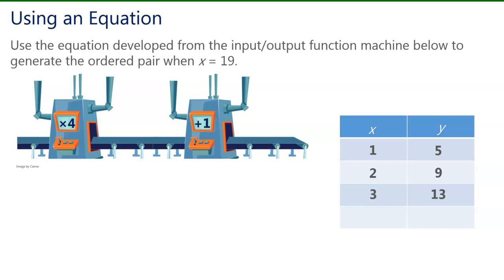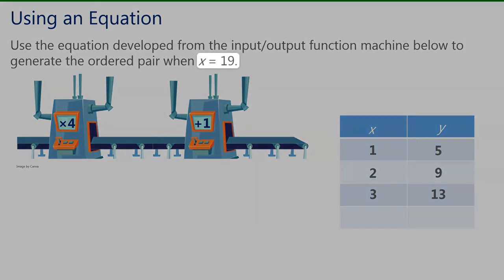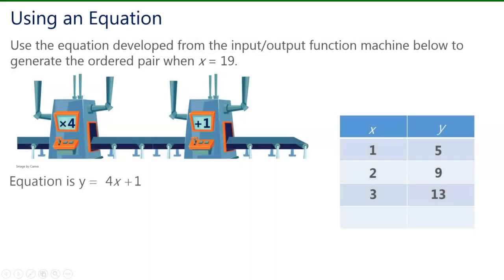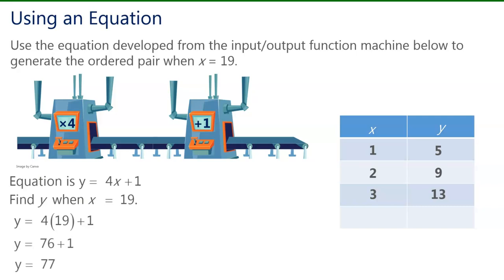Let's use the equation developed from the input-output function machine below to generate the ordered pair when X equals 19. Recall the equation is Y equals 4X plus 1. What we need is to find Y when X equals 19. Replacing the X with 19 and following the order of operations, we do 4 times 19 first and then add 1. We get 76 plus 1. Y is 77. This leads to the ordered pair 19, 77.